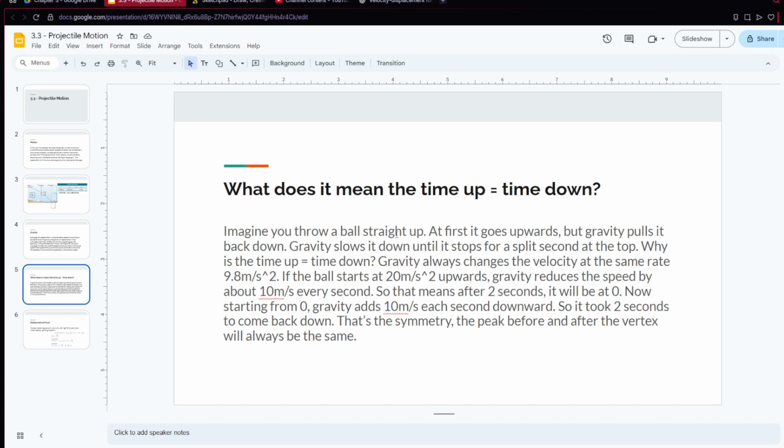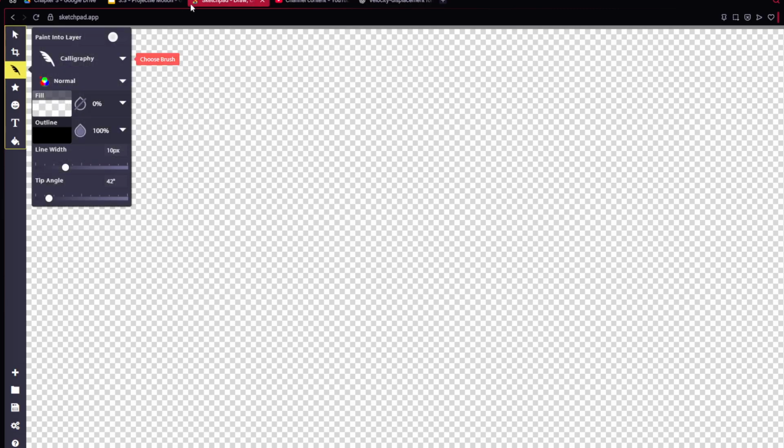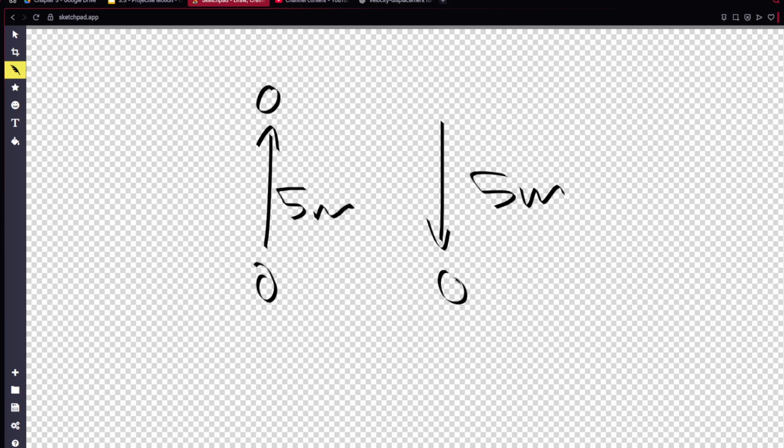So imagine throwing a ball straight upwards. At first it goes upwards, so let's throw this ball upwards, and let's say it travels 5 meters. So it's right here. And then we say it travels downwards 5 meters to the original position. It's going to take the same amount of time to travel upwards as it's going to take to travel downwards.